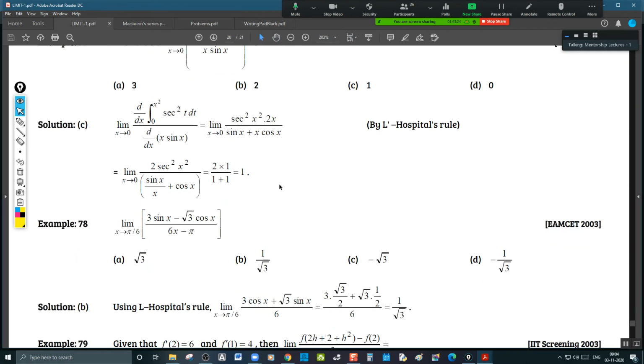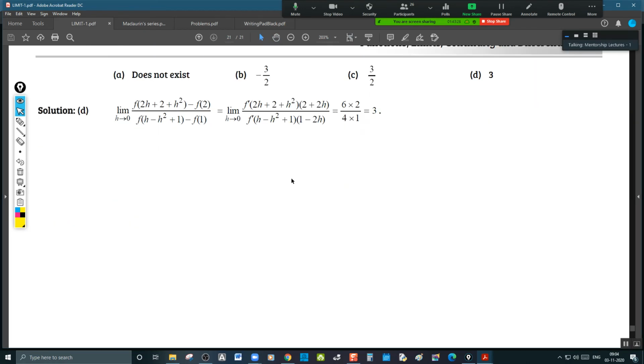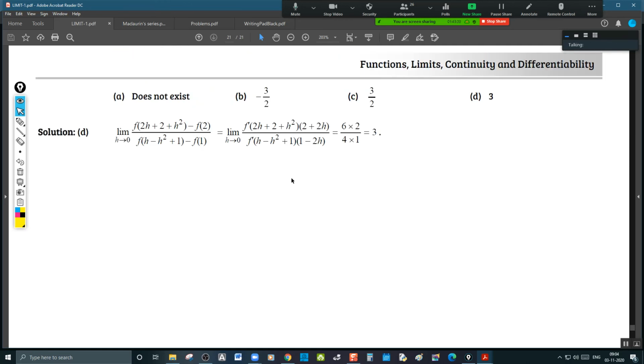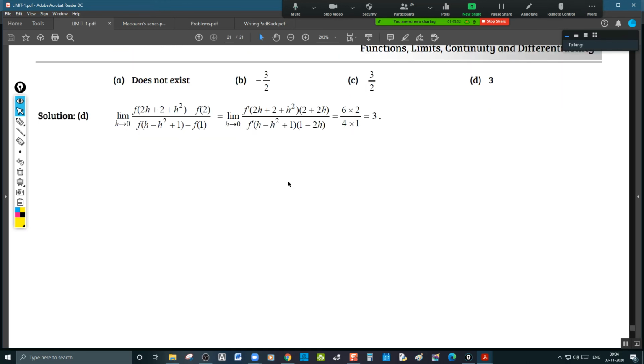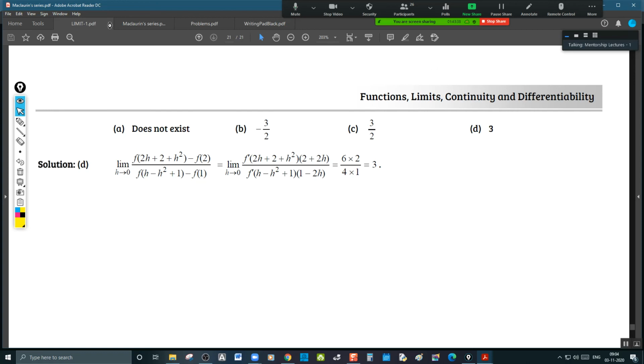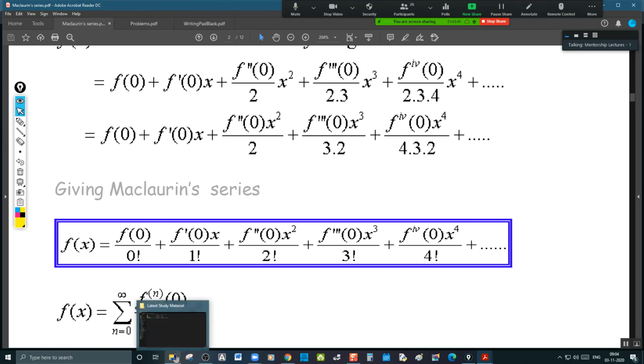Now, finally, I think this sheet is finished here. Let me go for the second sheet. Just a moment, please. Let me open the other sheet, and I'm closing this also.